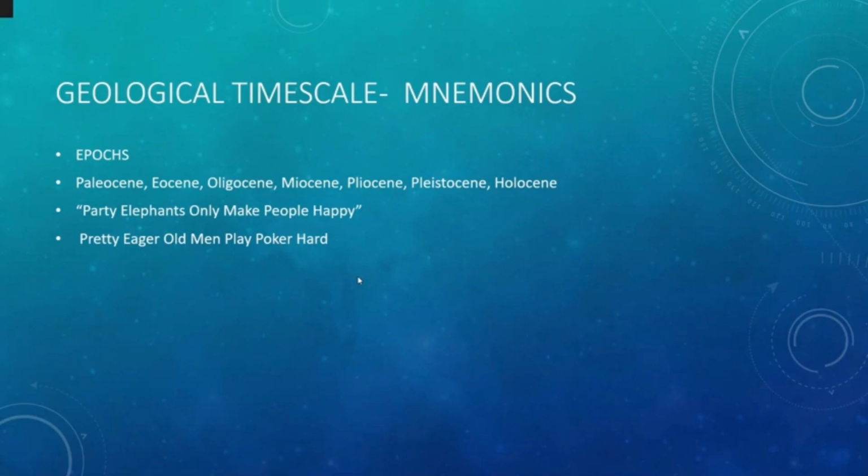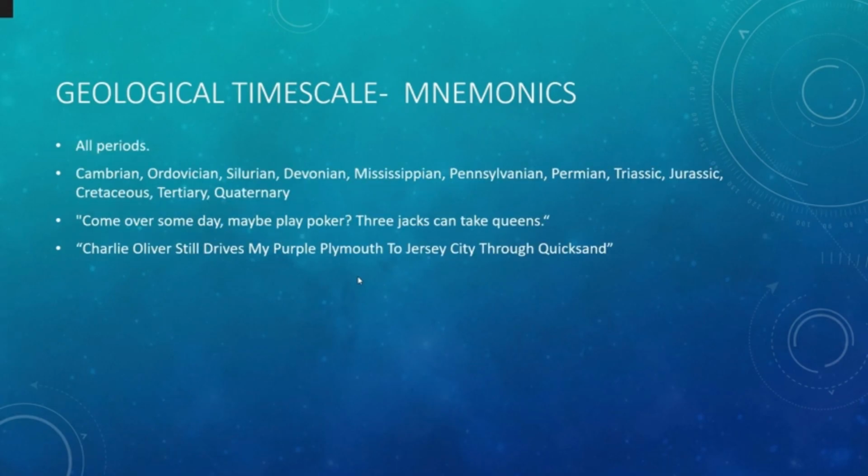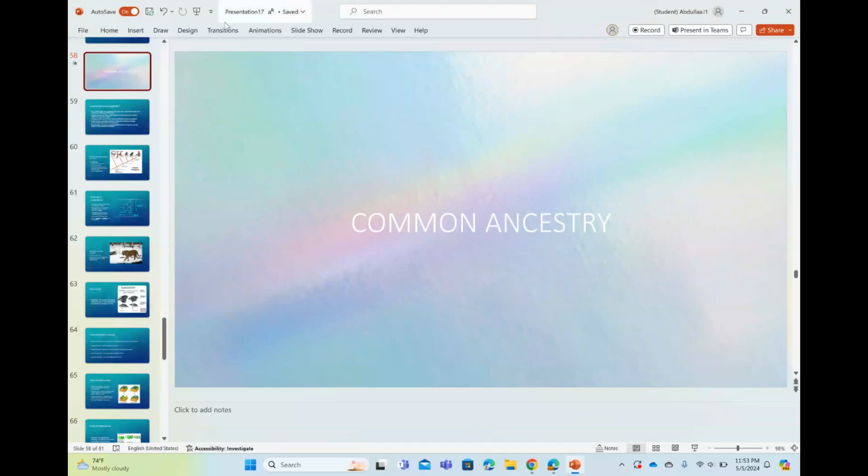And we have a few mnemonics that will help us remember the epochs, which are the Paleocene, Eocene, Oligocene, Miocene, Pliocene, Pleistocene, and Holocene, which are "party elephants only make people happy," or "pretty eager old men play poker hard." Mnemonics to memorize all periods are "Come over someday, maybe play poker, three jacks can take queens," or "Charlie Oliver still drives my purple Plymouth to Jersey City through quicksand."